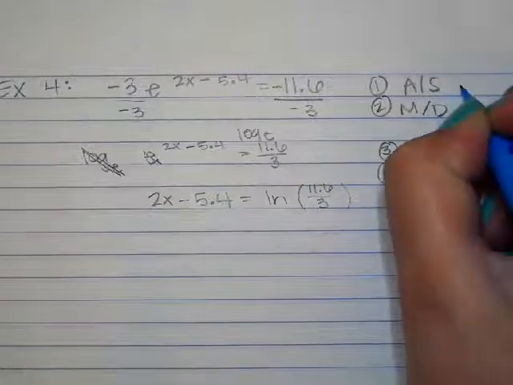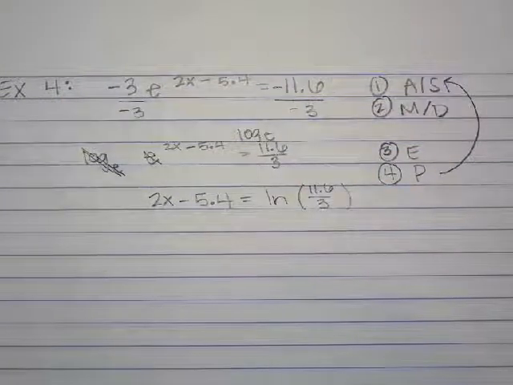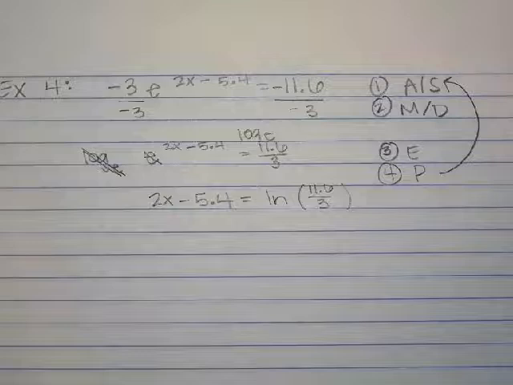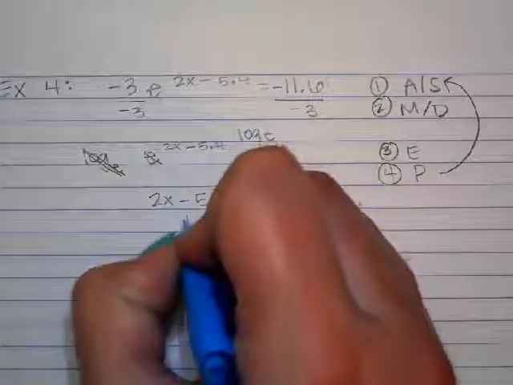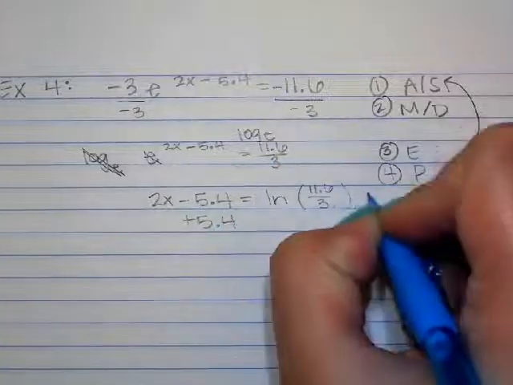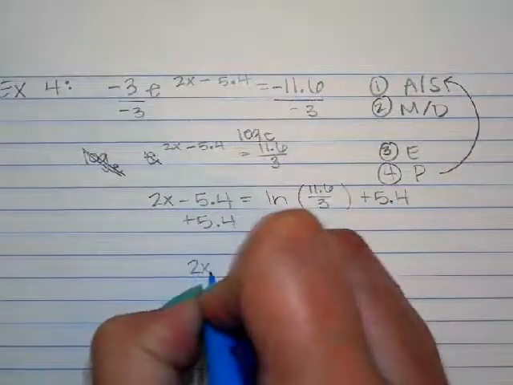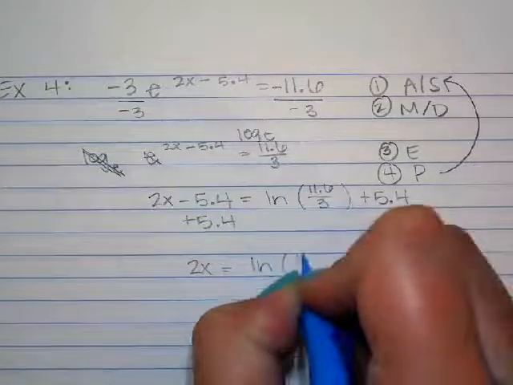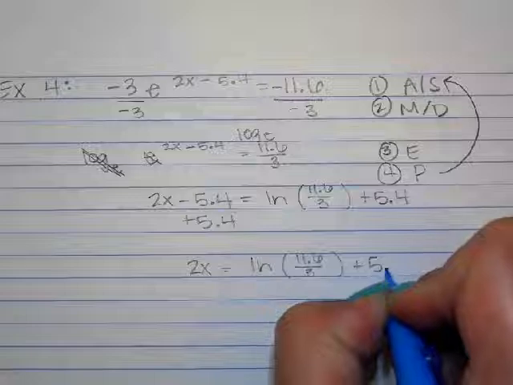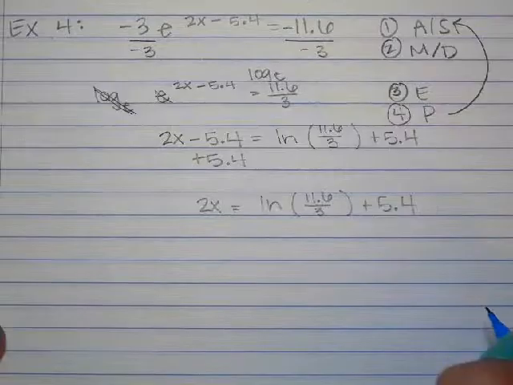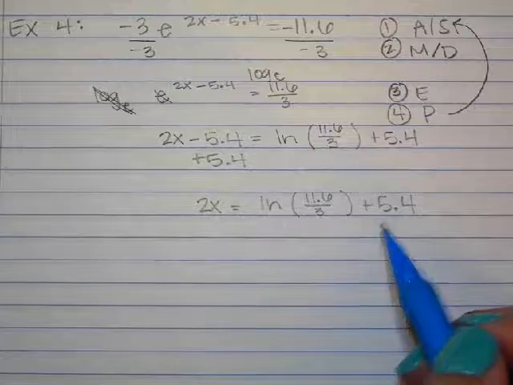And so now we're back at the beginning where we are trying to get the variable alone by seeing if there's something we could add or subtract to the other side. So what could we do? The 5.4. Okay. So 2x equals ln of 11.6/3. The 5.4 happened after the ln of 11.6/3, which is why it gets added to the end and it's not inside. Happened after.